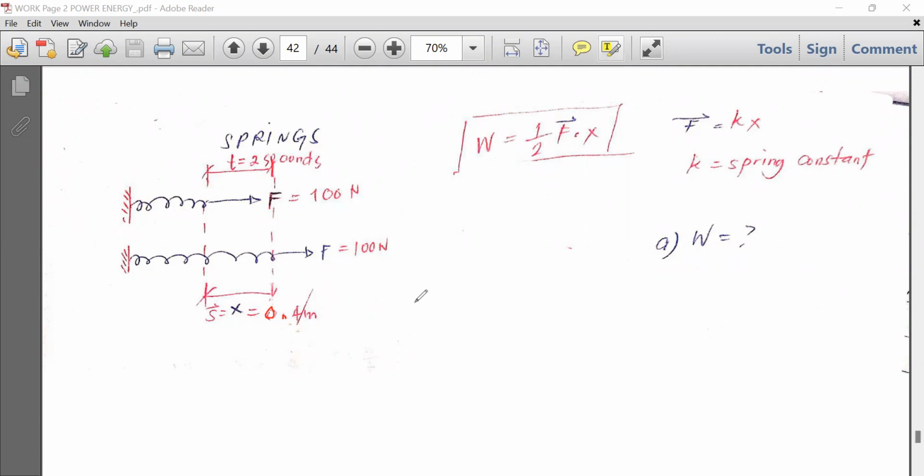Okay, how much work? Remember, it's 1/2 F times x. So let's write that: 1/2 times F, which is 100, and x is 0.4, so times 0.4.